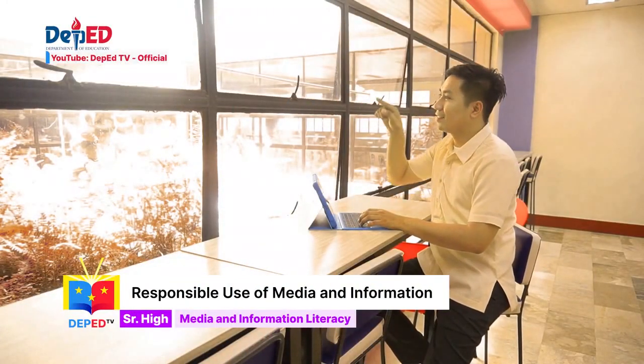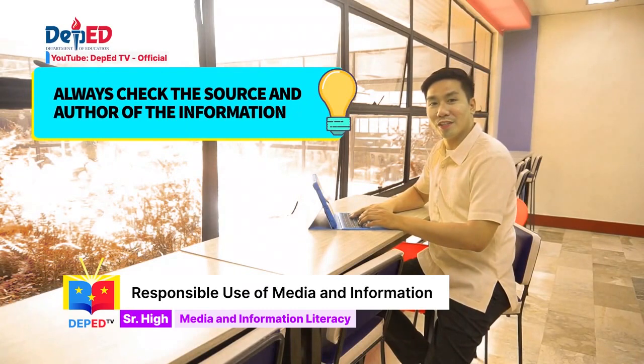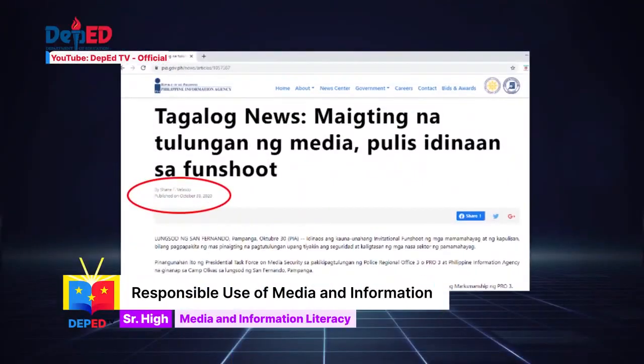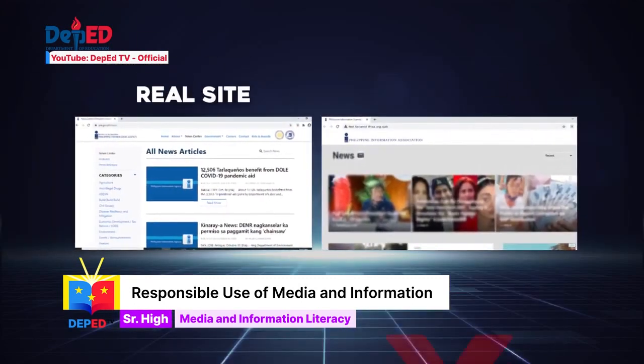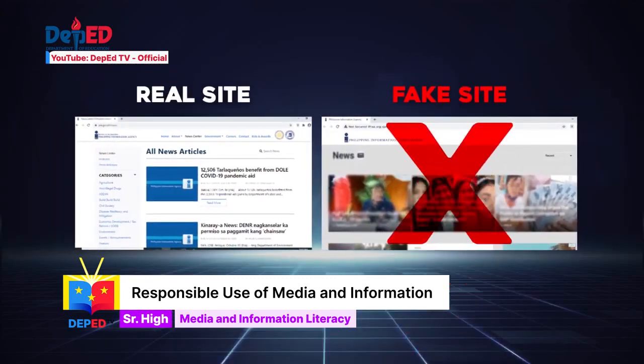First, always check the source and author of the information. Ask yourself, is it from a credible news and information agency? Is the author reliable? Check it on the page where the information is published. There are also sites that copy the logo or name of a credible news source to deceive the audience. That is why you have to really pay attention.